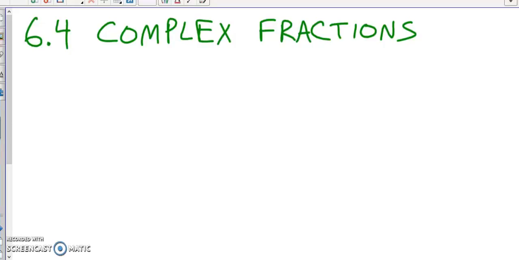Bridges 6.4, complex fractions. Some people say that all fractions are complex, but when I say complex fractions, that basically means it's a fraction with fractions inside it. So fractions inside of fractions.